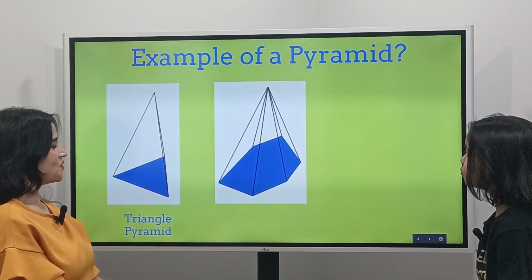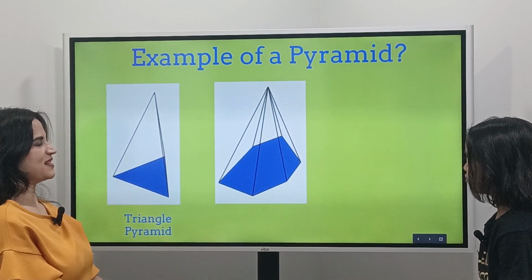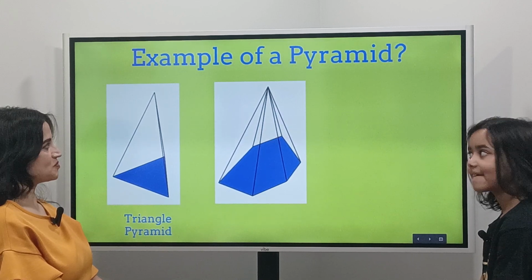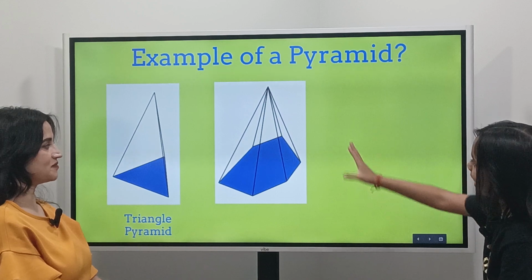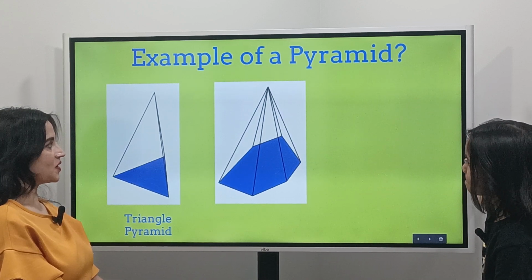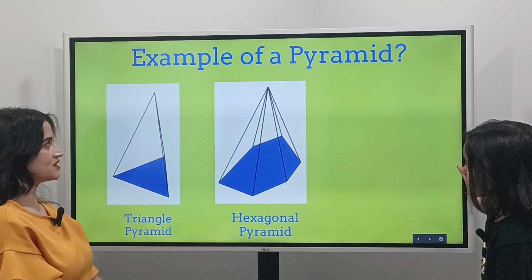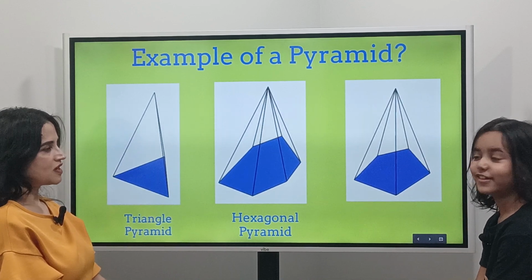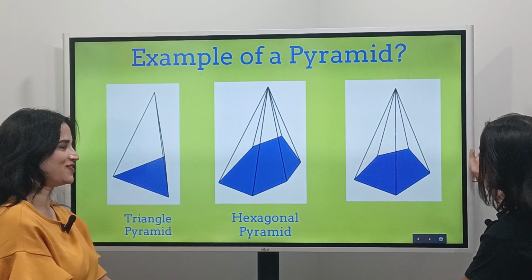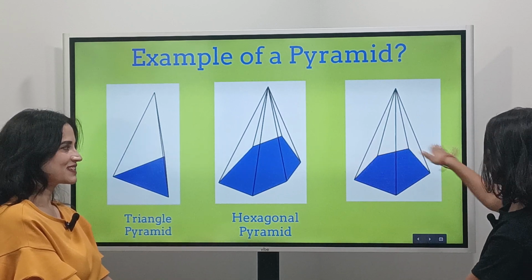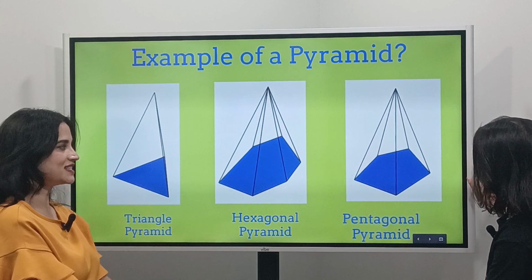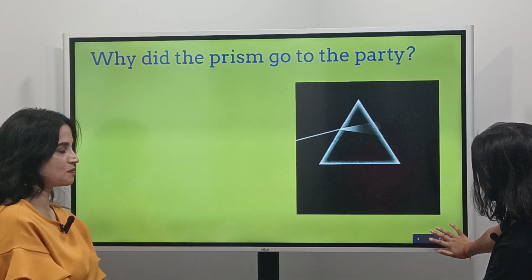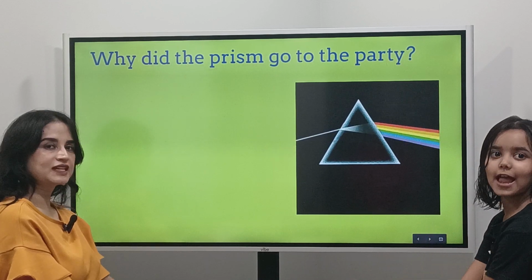What do you think this one is? A hexagonal pyramid, because it has 6 sides and it's all going to the top. That is very impressive. And this is a pentagonal pyramid. You are so fast, Lina. How do you know that? Because I could see this is 3 and this is 2, so 5 sides. You're right, it has 5 sides in the base.